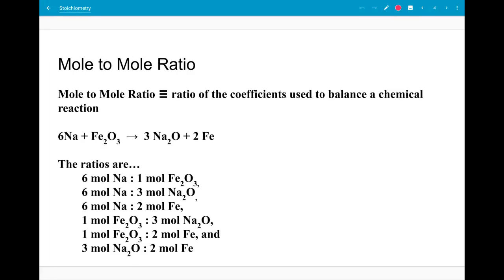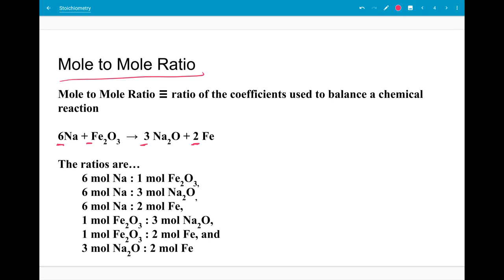So the most important thing that's new here is this mole-to-mole ratio. Really the only thing that is totally new is this mole-to-mole ratio. And what it is is a ratio of the coefficients used to balance a chemical reaction. So it's just the number that's in front.